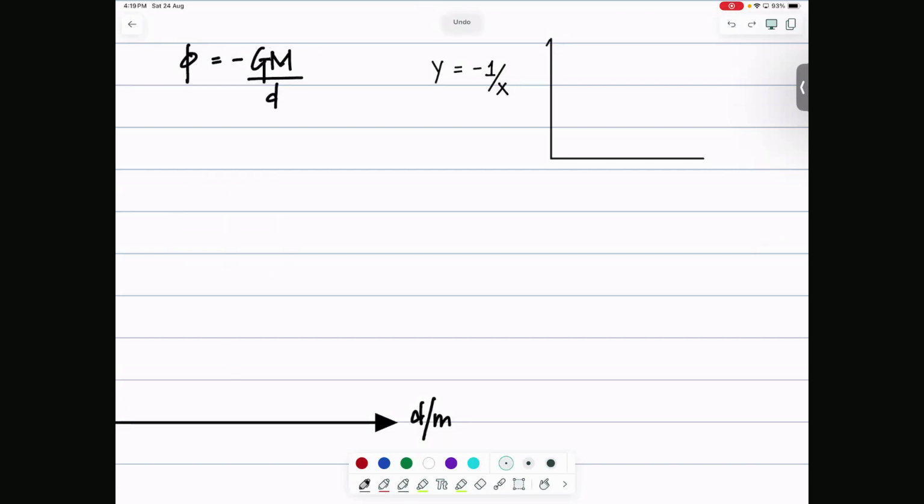So this is my y-axis and this is my x-axis. Let's first learn the graph for 1 by x. Okay, that's how we'll do it. We can't directly get here. So what's the graph for 1 by x?